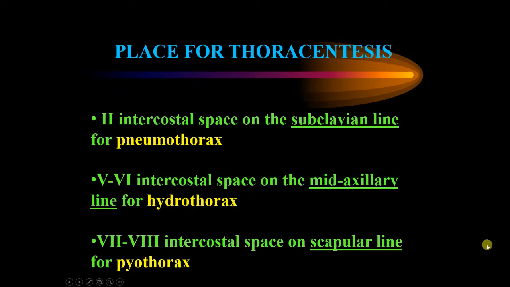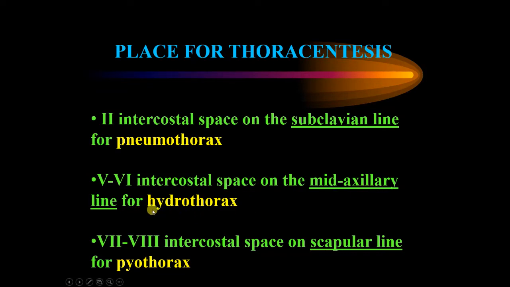Now let's talk about the places for thoracentesis. Different conditions have different places for this procedure. The first place is the second intercostal space by the subclavicular line. We can use it for pneumothorax. It is so because of gravitation: the air goes up and the lung goes down. If you puncture in the second intercostal space, the risk of trauma to the lung is minimal. For hydrothorax, it is the fifth or sixth intercostal space on the mid-axillary line.